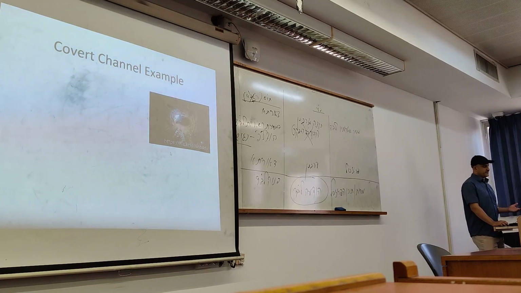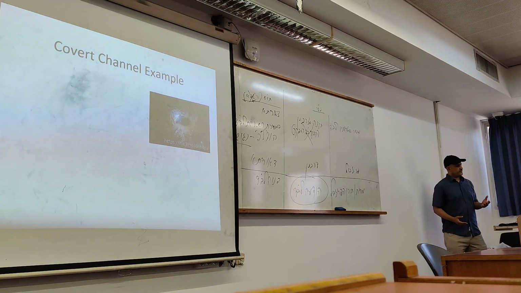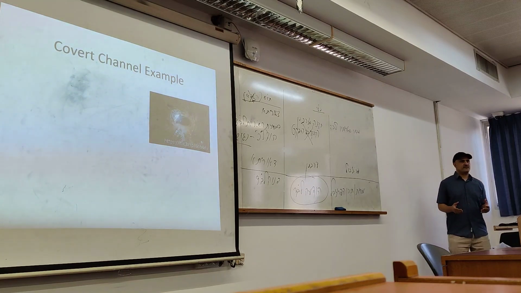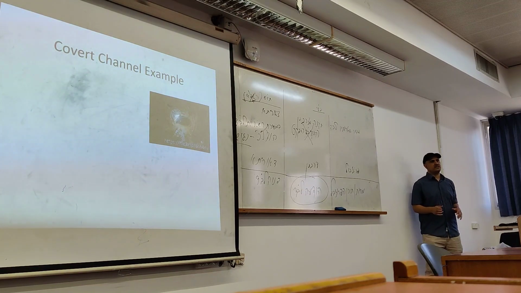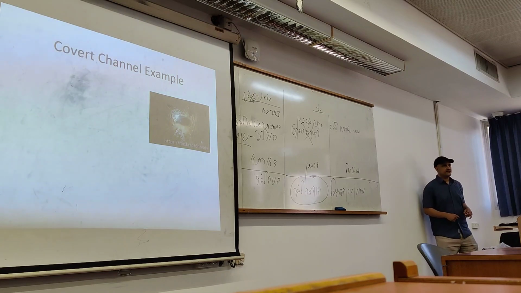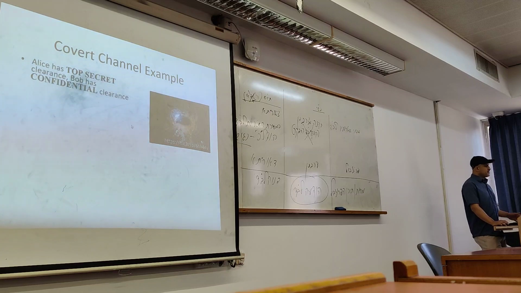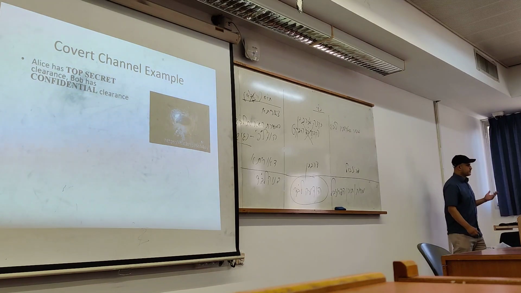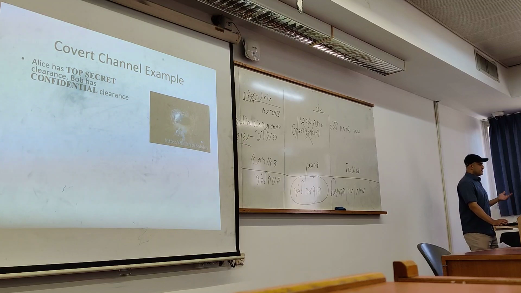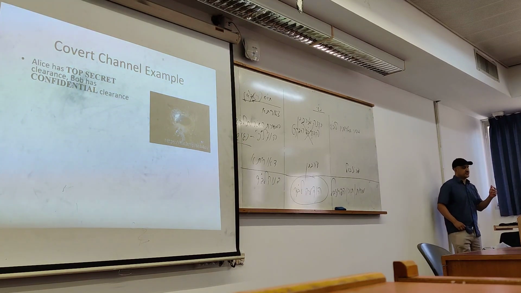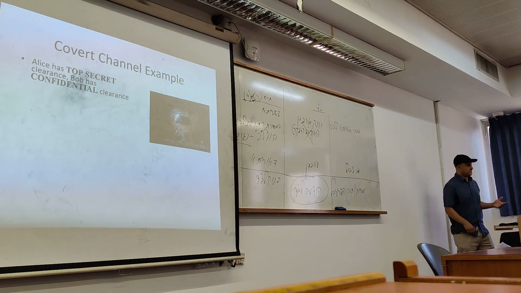Literally by the name, it is similar to a channel that some terrorist organization can use in order to smuggle things or get inside, I don't know, from Gaza to Israel, let's say. So that's the idea. Again, Alice and Bob. Alice has top secret clearance. Bob has confidential clearance. They both work at the same organization.